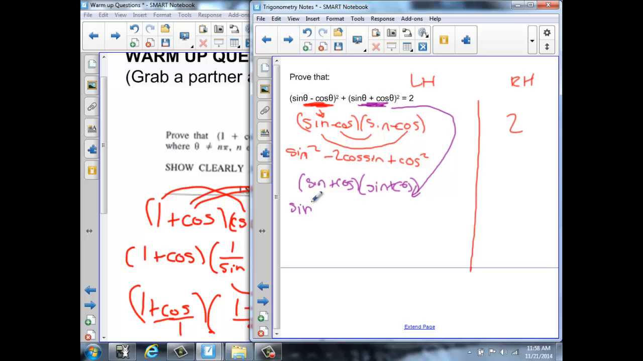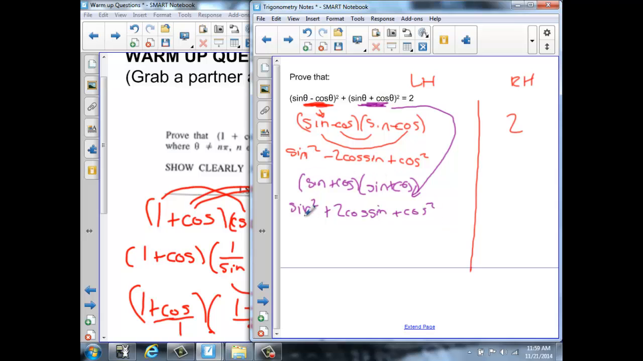Sine times sine is sine squared. Cos times sine is cosine. Sine times cos is another cosine. So you actually have 2 cos sines. And then cos times cos gives you cos squared. And then the middle part, the two of cosine, they cancel. They actually cancel, don't they?